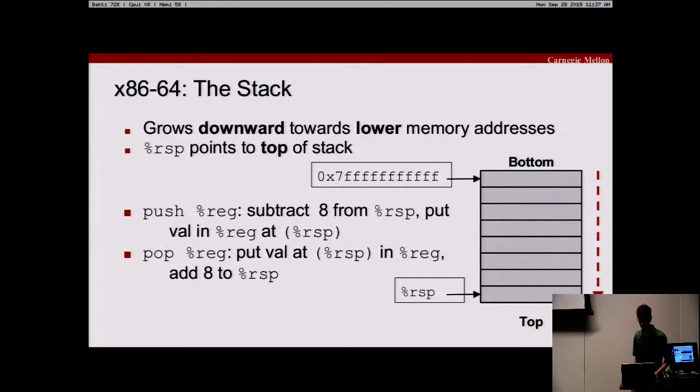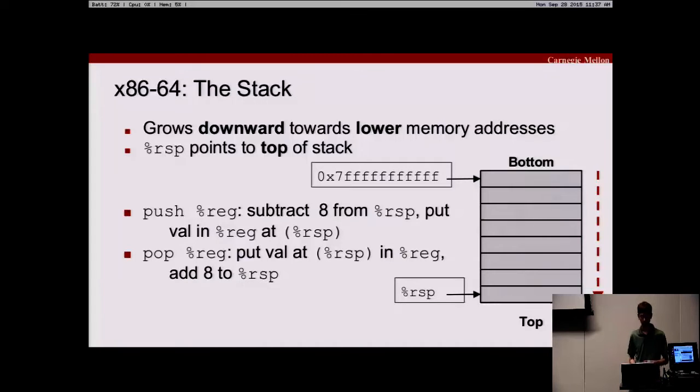And then there's the stack. The stack grows downwards. It grows from higher addresses to lower addresses. And the top of the stack is pointed to by the stack pointer, where the top of the stack means the lowest address because it's growing downwards.